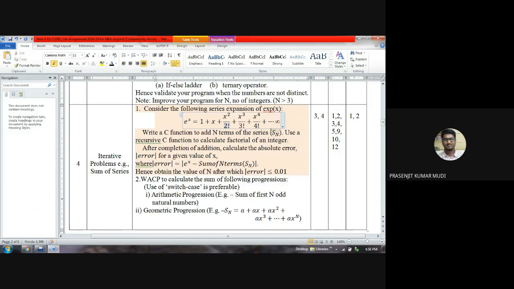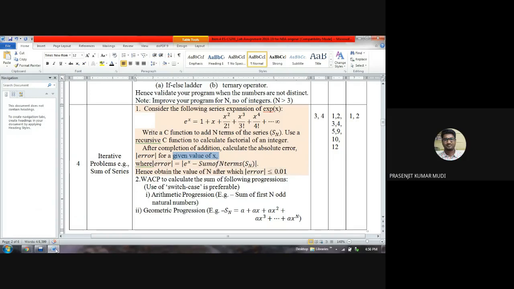After calculating the summation Sn, we want to calculate the absolute error, which is defined as the absolute value of error, equal to the value of e to the power x minus this Sn, and its magnitude, the modulus. For a given value of x, to be given by the user, finally obtain the value of n, after which the modulus of error becomes less than or equal to 0.01. So this is the problem statement.